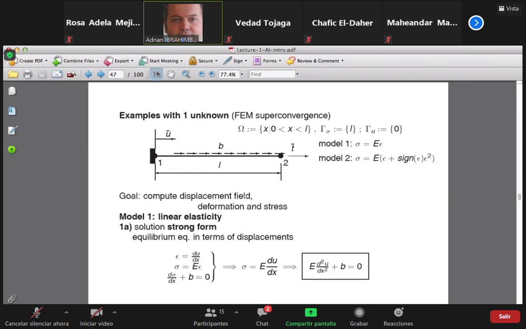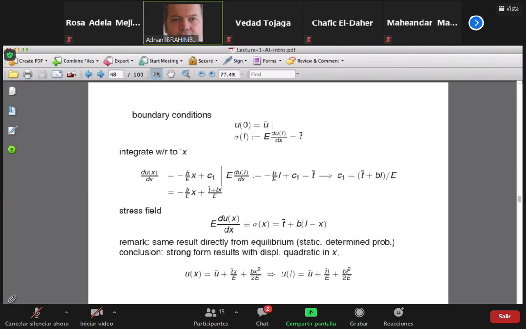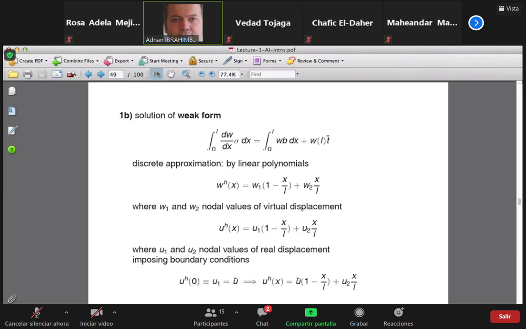So basically, I take shape functions to be 1 minus x over L for the first node and x over L for the second node. That's precisely what's written here. So this is the shape function N1, 1 minus x over L times W1. And then you have a second shape function, which is x over L times W2. So I use this interpolation to construct the virtual displacement field and the real displacement field. The shape functions are the same. The only difference is the nodal values are not.